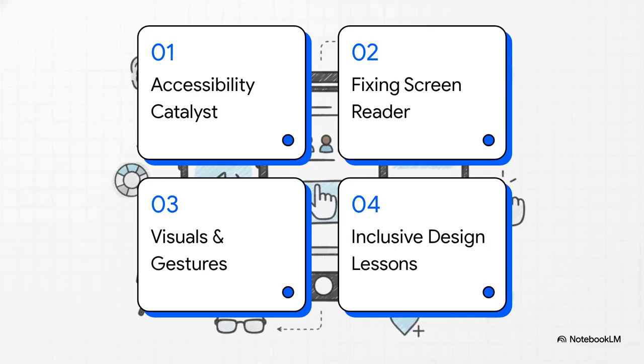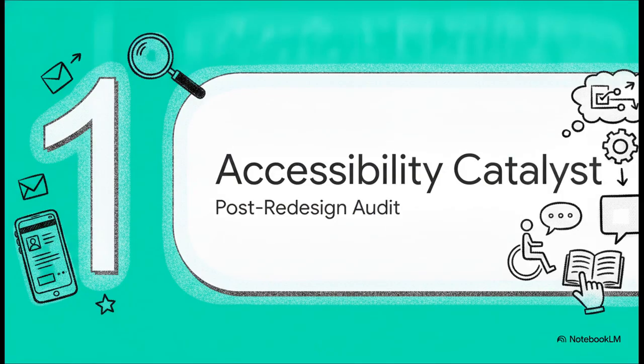We're going to start with Slack's accessibility catalyst, then look at fixing the screen reader, move into visuals, gestures, and navigation, and finally wrap up with some crucial lessons in inclusive design. Starting off with Section 1, Slack's accessibility catalyst, specifically looking at their post-redesign audit.